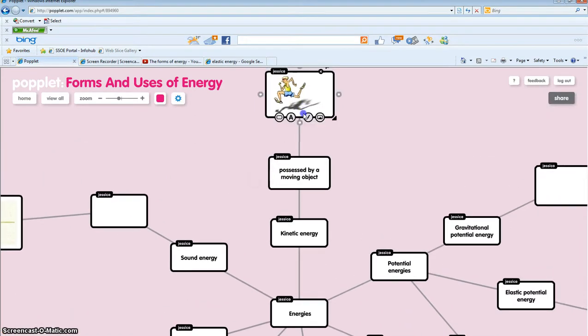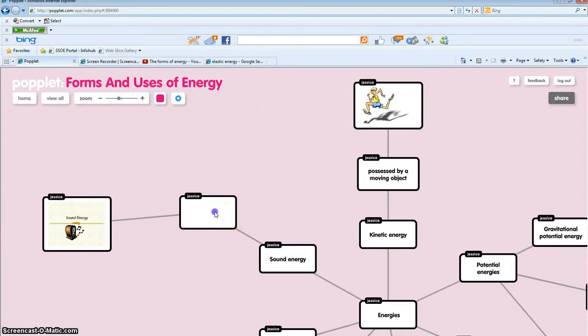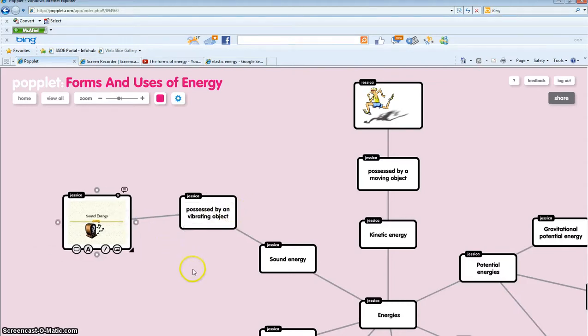Now, let's learn about sound energy. Sound energy is the energy possessed by a vibrating object. Sound is useful to us in many ways. We can communicate with others using sound energy, either directly with our voices or through telecommunication devices such as telephones, microphones, or our personal handphones.